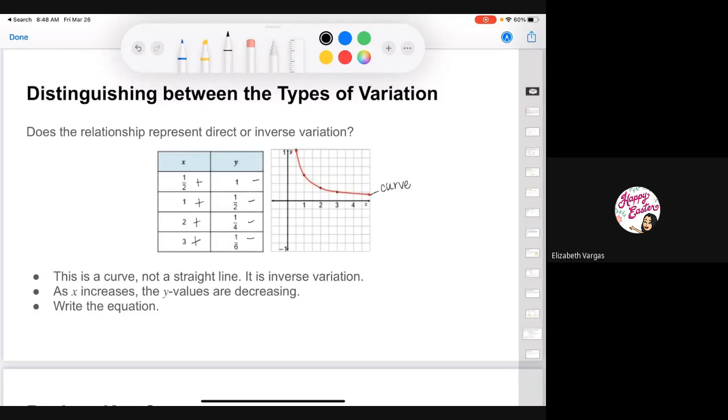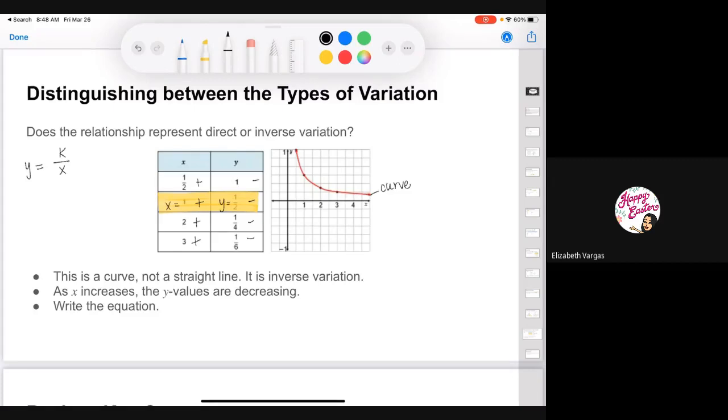And so if I wanted to, I could actually create an equation for this. How would I do that? I'll just choose a random coordinate, this one right here. And now that I know that I have an inverse, I can plug that into my inverse variation equation. This would be my x, this would be my y, so I just plug that in.